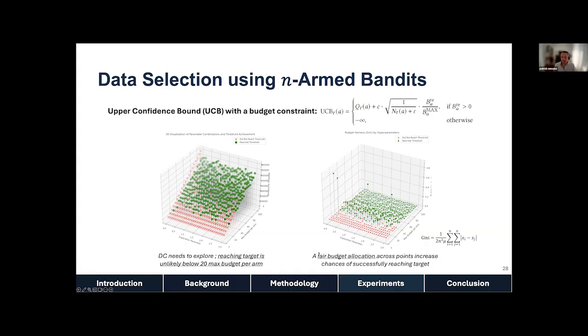Another insight that we got from this strategy is that the data consumer can get lucky and achieve his targets by focusing on very specific data points, but it's very unlikely. The way we measured it is we computed the Gini index on budget consumption, so the differential privacy budget consumption. And what we show is that the more he spreads the budget, the more likely he will achieve his targets.